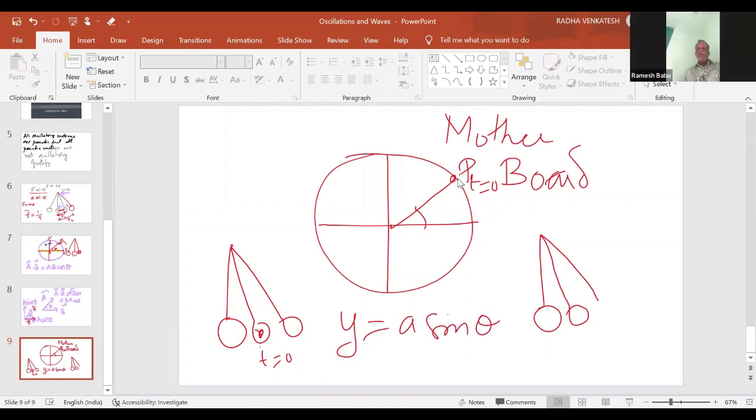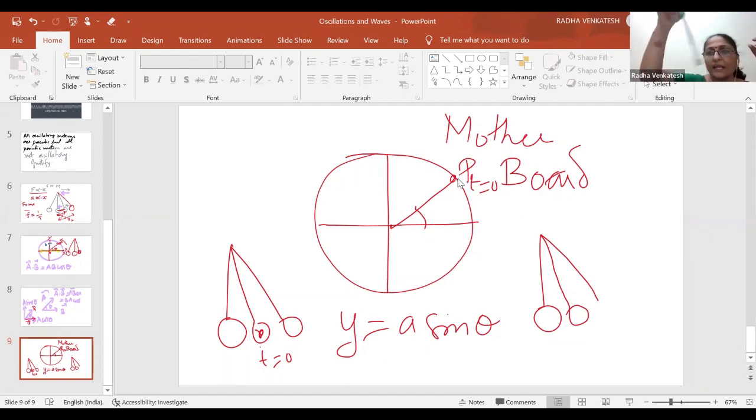Ma'am, one doubt. After t equal to some time only can we see that point? No. What I am trying to tell you is, it is oscillating like this, and I am seeing it only here. Even if it has already gone somewhere, that is when I start seeing it. Do you understand? See, it is oscillating.